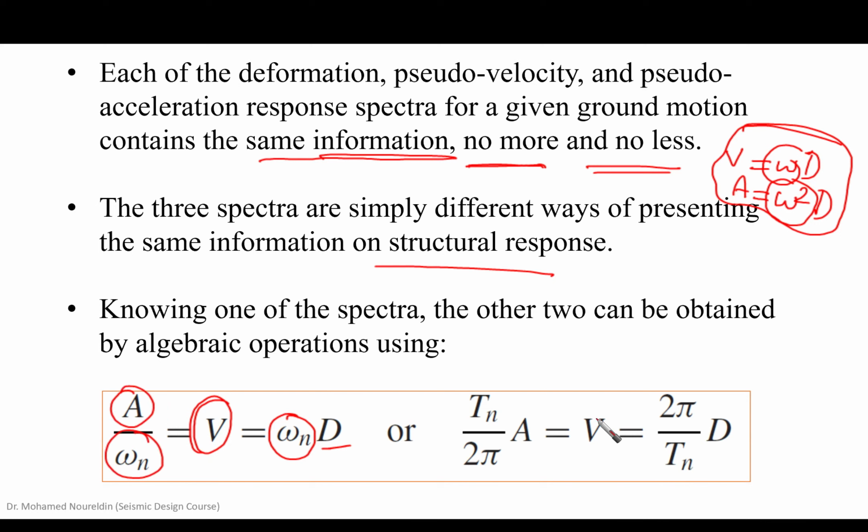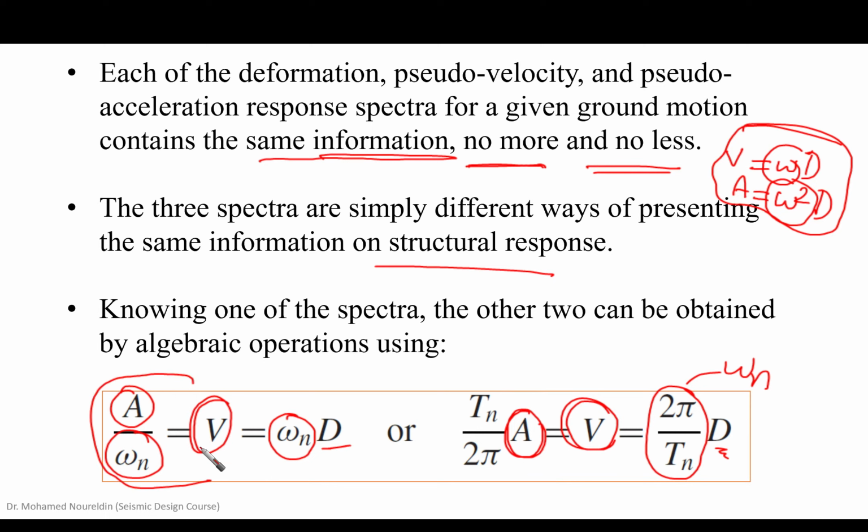So V is going to equal omega, which I said many times, this is omega, 2 pi over Tn, times D, and V equals A over omega, multiplied by the reciprocal of omega, which is Tn over 2 pi. As you can see, using algebraic operations, we can manipulate between them and obtain A, V, or D easily.